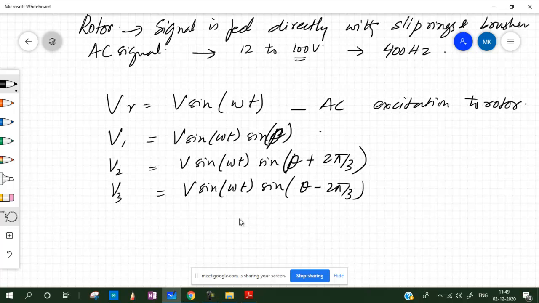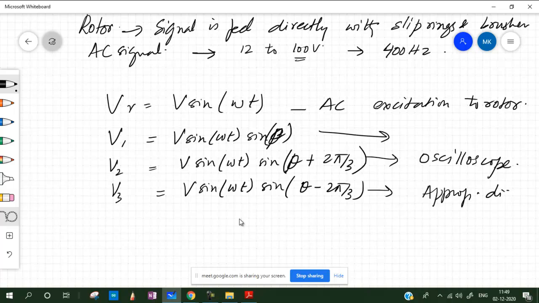So we can tap them generally using an oscilloscope, or we again have similar converters which convert them to appropriate digital outputs.